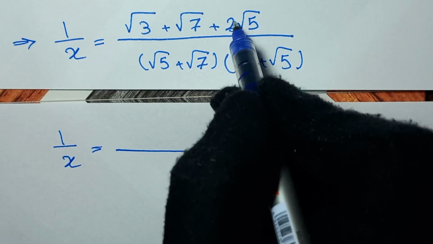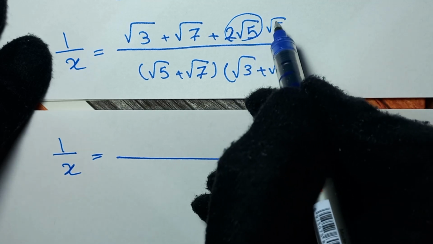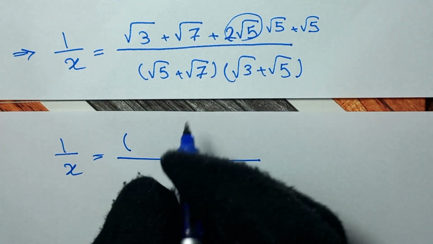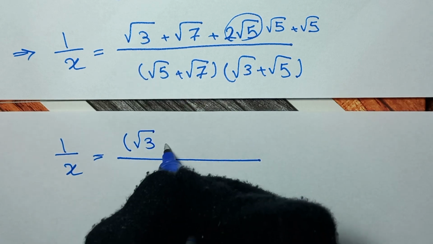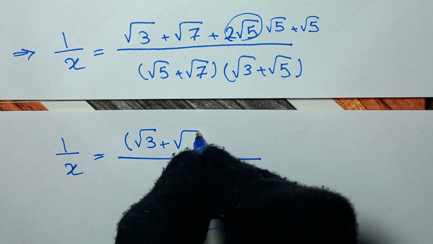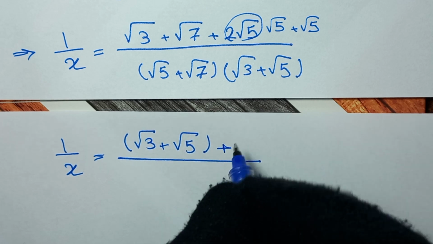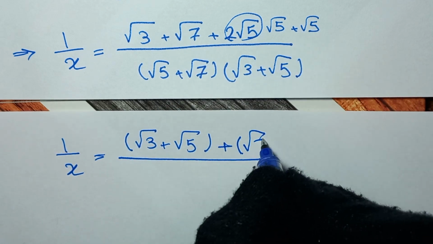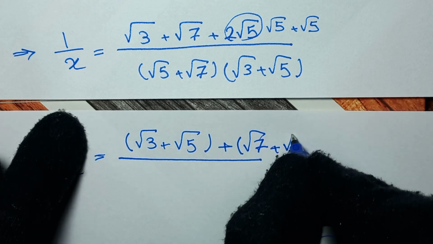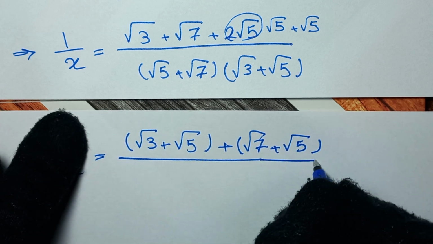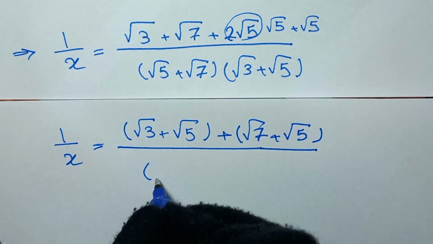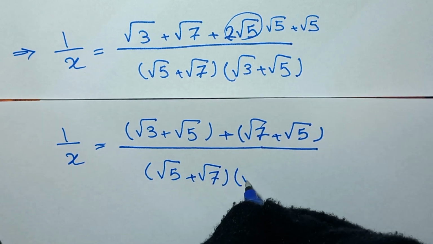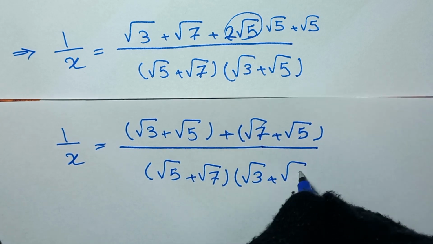square root of 5 as square root of 5 plus square root of 5, right? So we write this square root of 3 plus this square root of 5 and plus this square root of 7 plus this square root of 5. So square root of 7 plus square root of 5, and over this square root of 5 plus square root of 7 times square root of 3 plus square root of 5.